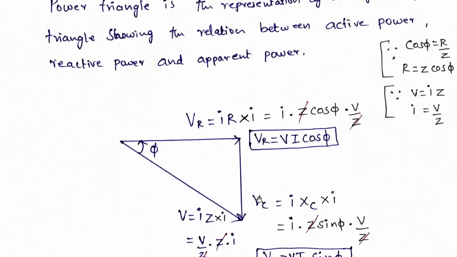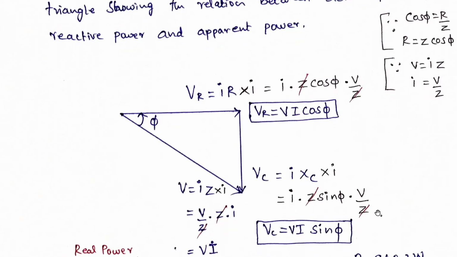So here you see, this is VC. VC is nothing but I into XC. So we are multiplying with I again. So we are rewriting XC in terms of Z into sine phi. How? We already know sine theta, and by using sine theta, we can easily rewrite XC in terms of Z into sine phi. So I am rewriting I in terms of V by Z. So I am substituting over here. So Z and Z get cancelled. So here I am getting I into sin phi into V.